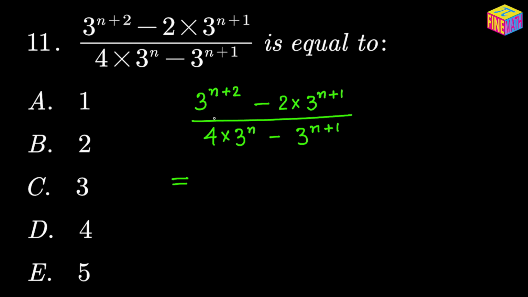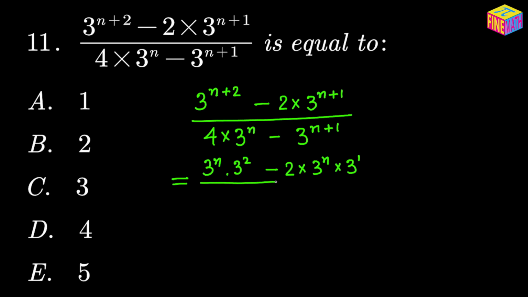Now this 3 to the power n plus 2, can we write it like this? We can write it as 3 to the power n times 3 squared, that is actually 3 to the power n plus 2. And then minus 2 times 3 to the power n plus 1, we can write it as 3 to the power n times 3, which is 3 to the power 1, so that is actually 3 to the power n plus 1.